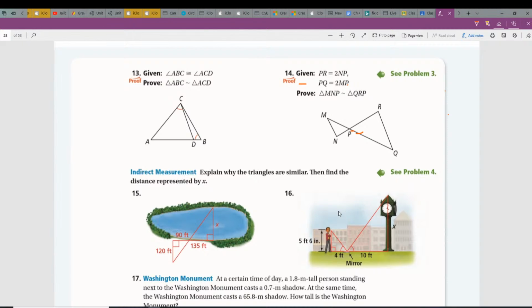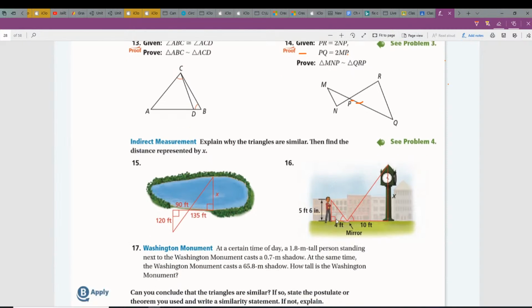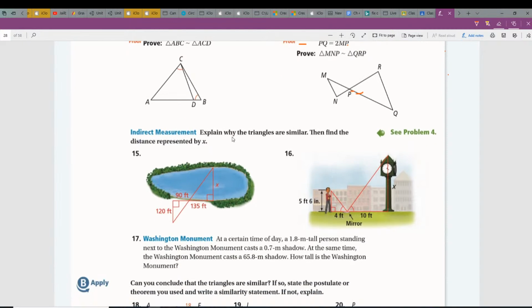So let's move on to number 15. We need to explain why the triangles are similar. Then we have to find the distance represented by x. Here we can kind of infer that they're already similar, we just need to prove it. So let's go ahead and prove it.